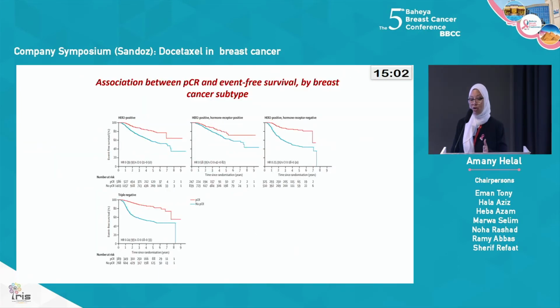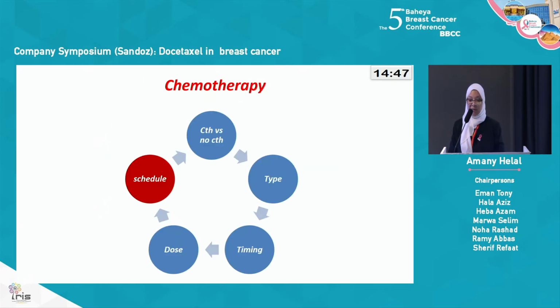This is the association between the PCR and the event-free survival. Why is the PCR very important? As you can see, it is important mainly in the HER2/neu positive and the triple negative, and also in the hormone receptor positive, but the association is not that strong as in the other biological subtypes.